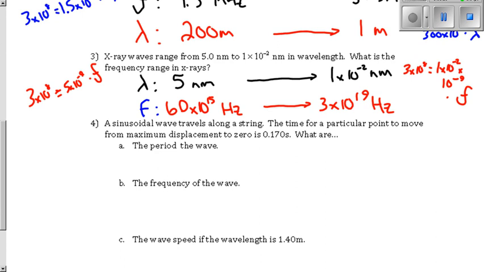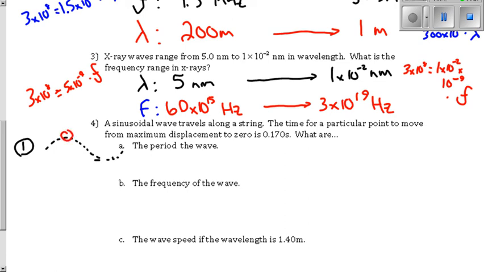For question 4, we are seeing a sinusoidal wave. It's traveling along a string. The time for the particular point to move from maximum displacement to 0 is 0.170 seconds. So if you think about it, if we look at a time-lapse photo of what's happening, it's going like this. Okay, so here is our point right here.